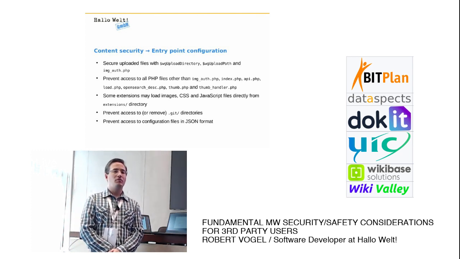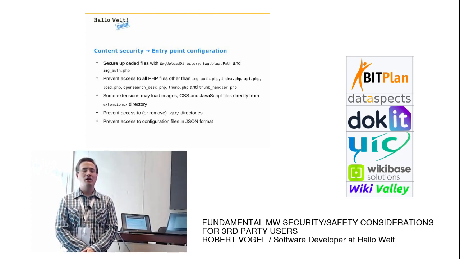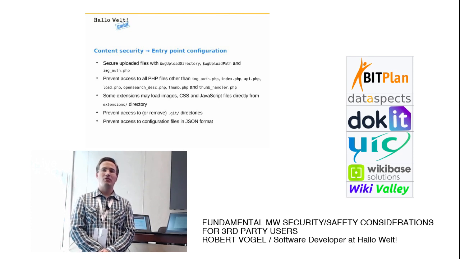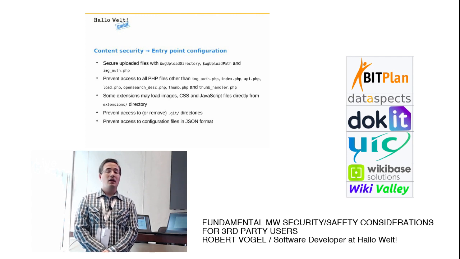By default, MediaWiki will just load all kinds of files that you've uploaded, be it an image or a PDF file, whatever. It will serve them directly from the upload directory and the upload path. These are two configuration variables.